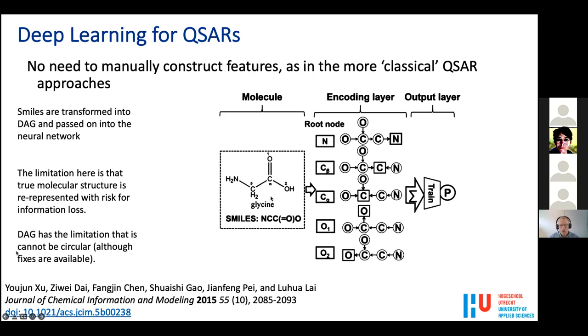formula, molecular structure, by a so-called directed acyclic graph. This can only be done with compounds that have non-cyclic components, although there are fixes, but in principle, a directed acyclic graph can't have cyclic components, hence the name. So using this approach could benefit over, let's say, handcrafted features as is employed in the classical QSARs, but it still has the limit that we need to represent the molecular structure in a different way of its original structure.